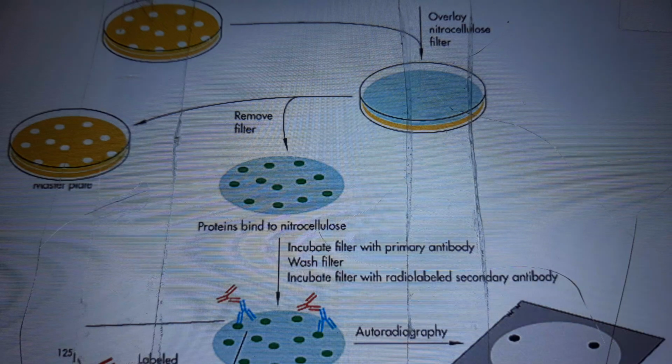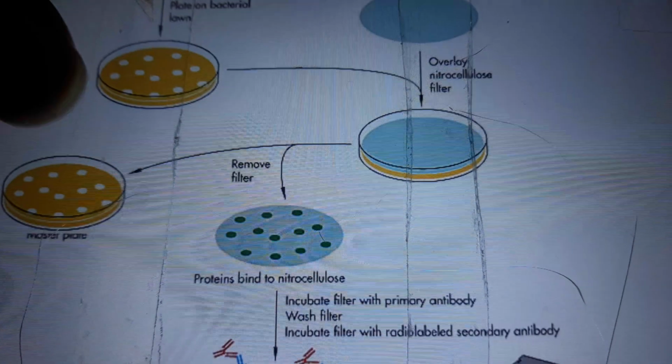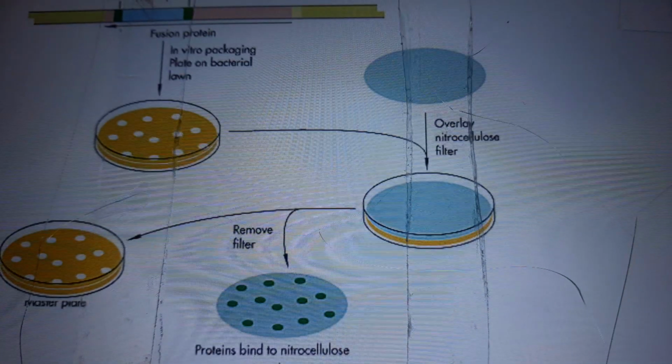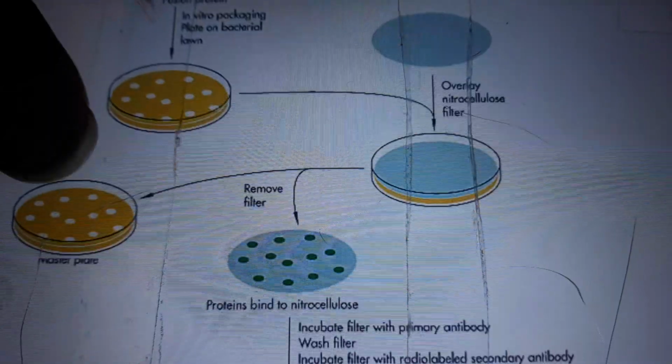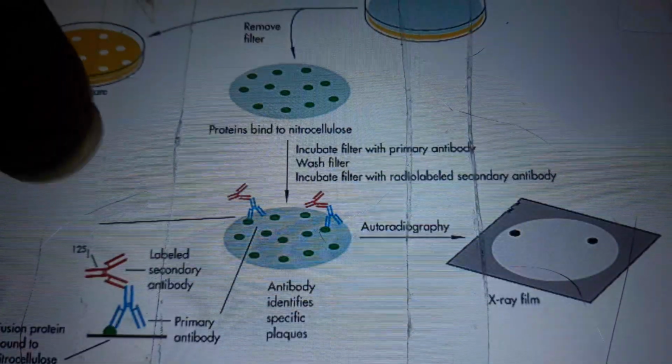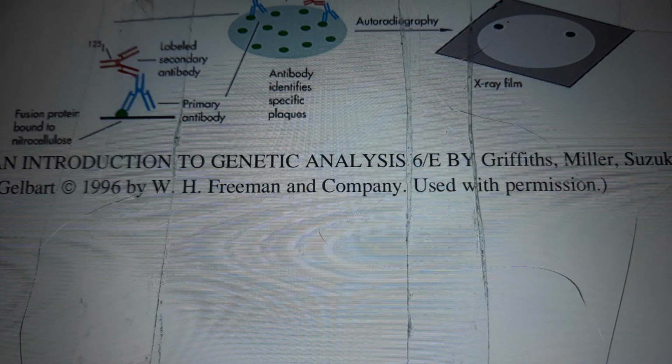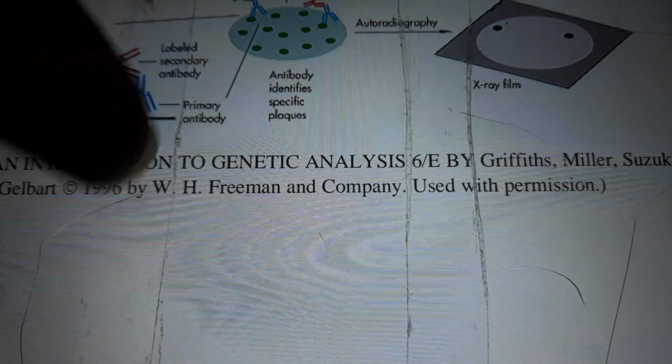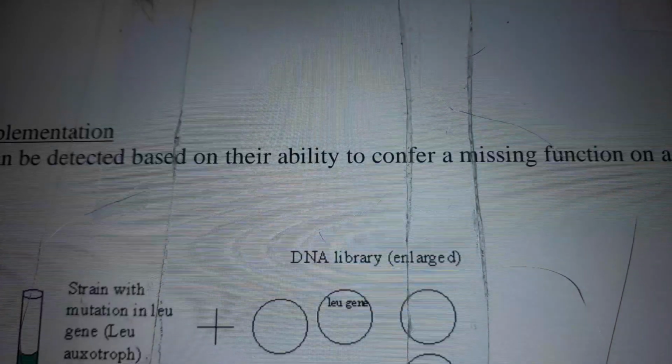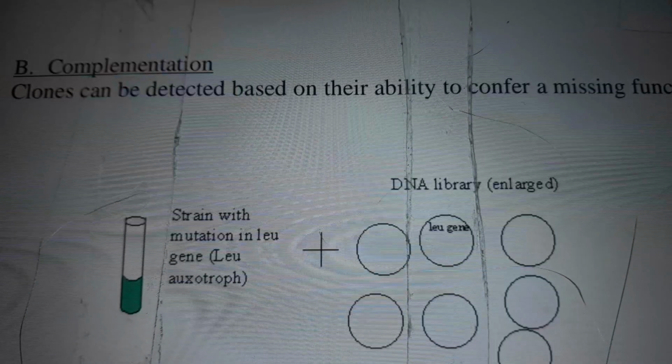You have the overlay of nitrocellulose filter onto the fusion protein, in vitro packaging, plate on bacterial lawn, and where the protein binds to the nitrocellulose. Finally, you have the autoradiography onto the X-ray film, antibodies identifying specific blots, primary antibody, and the fusion protein bound to nitrocellulose. Courtesy of Introduction to Genetic Analysis by Freeman and Company. Thank you. Next is the complementation.